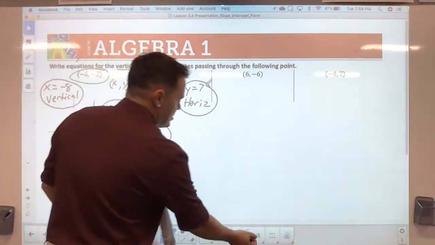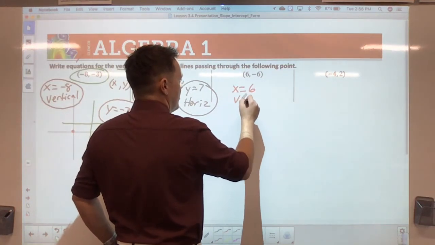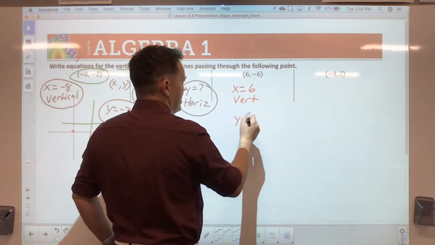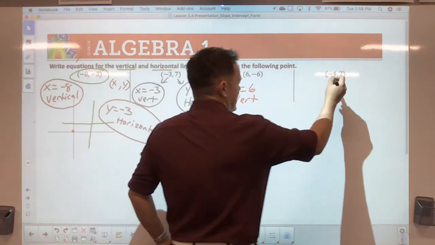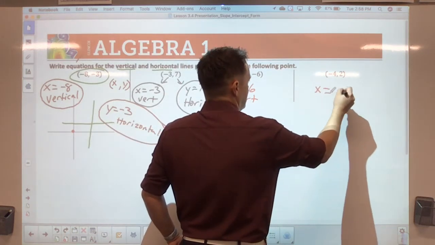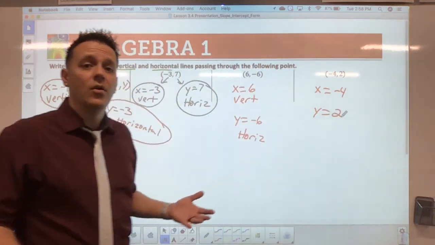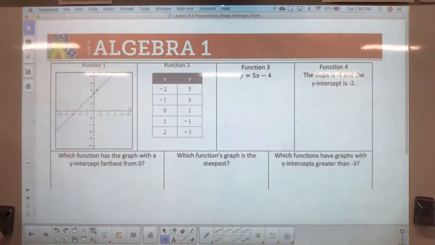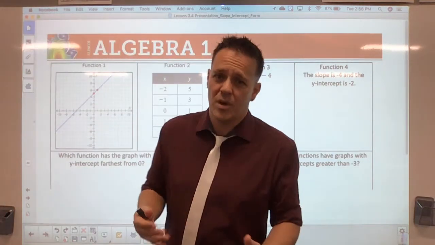All right, simple enough. Just tell me what they are, okay? You guys know x equals 6 would be vertical, and then y equals -6 would be horizontal. And then same with here, that x equals -4 and y equals 2. You graph those out, you'll get it. All right, so simple concept. Just make sure you guys follow up and go through those if you struggle with any of that.